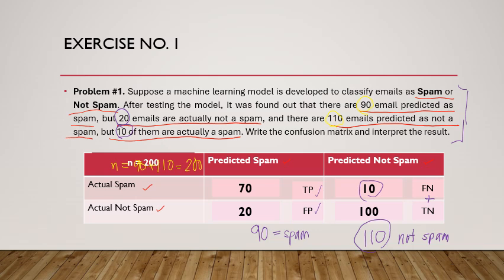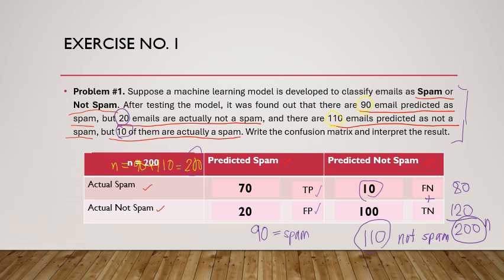If we add all the values in our confusion matrix, we have 70 plus 20 is 90, 10 plus 100 is 110, and 110 plus 90 is equivalent to 200. The same with this one: if you add 70 plus 10, we have 80, and then 20 plus 100, we have 120. If we add these, we will also get 200, which is equivalent to our n.